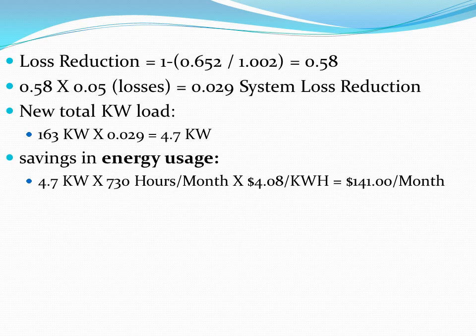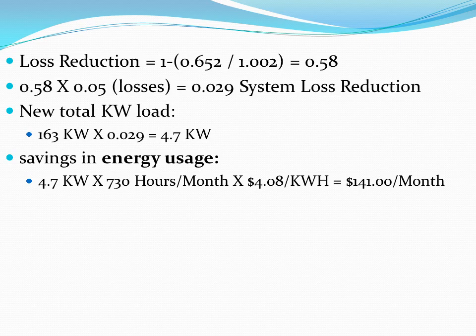We now get 163 kilowatts times 0.029, which equals 4.7 kilowatts, and we can calculate our savings in our energy usage as 4.7 kilowatts by 730 hours per month by $4.08 per kilowatt hour. This leads to $141 per month.